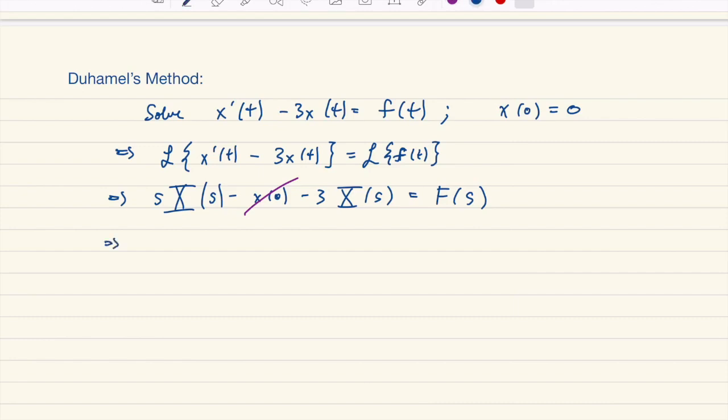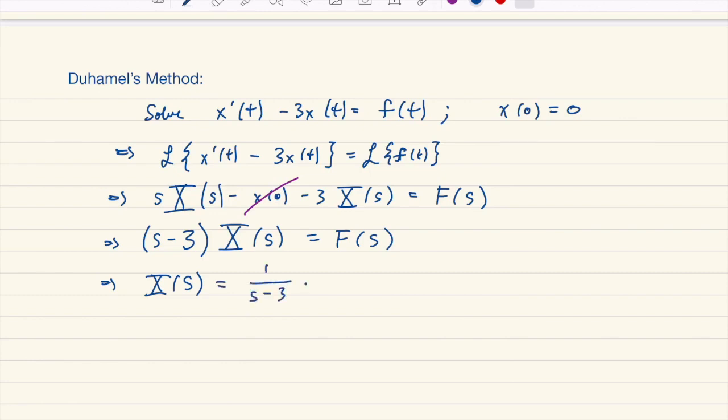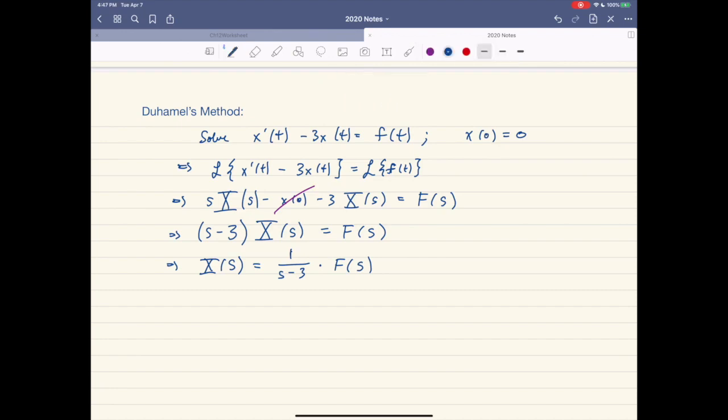And what we're left with, so this implies that s minus 3 times capital X of s is equal to capital F. And what we can do then is divide both sides by s minus 3. So we end up with 1 over s minus 3 times capital F. This looks pretty difficult to solve, but remember that the Laplace transform of a convolution, f convolved with g, is the product of the transforms. And therefore, if I were to take the inverse Laplace transform of a product, what do we get? We get a convolution.